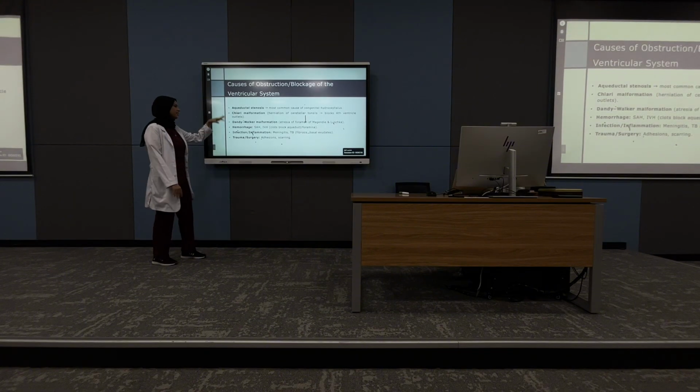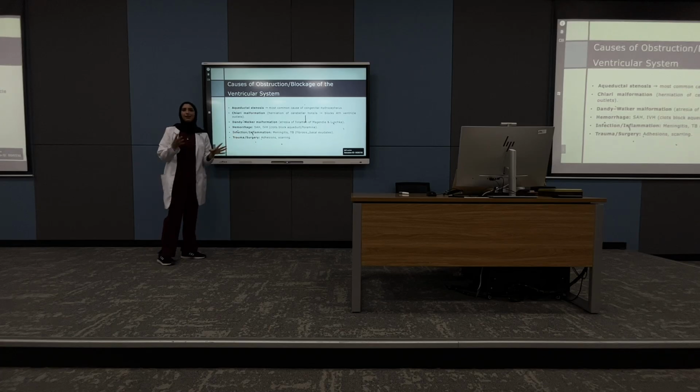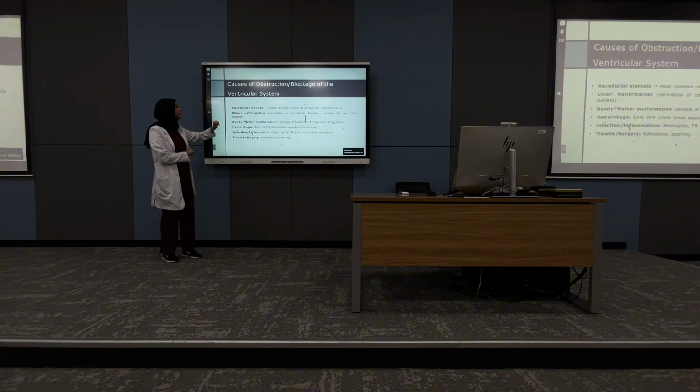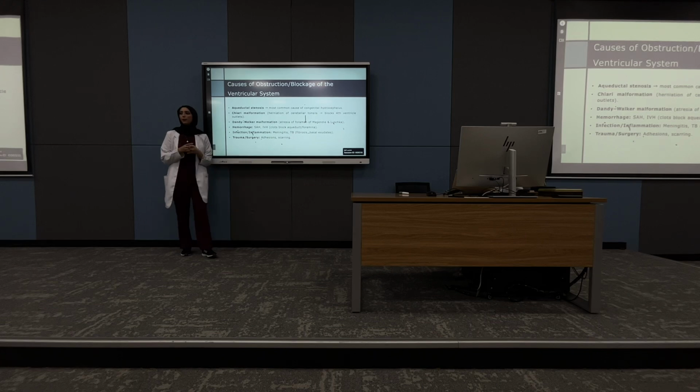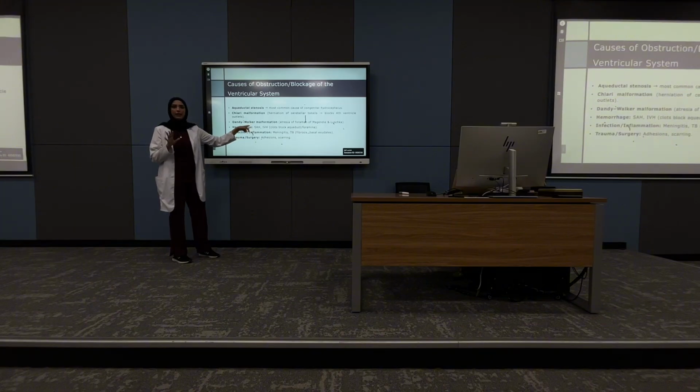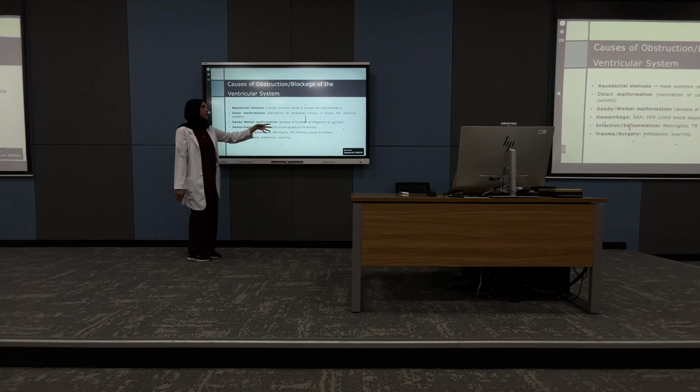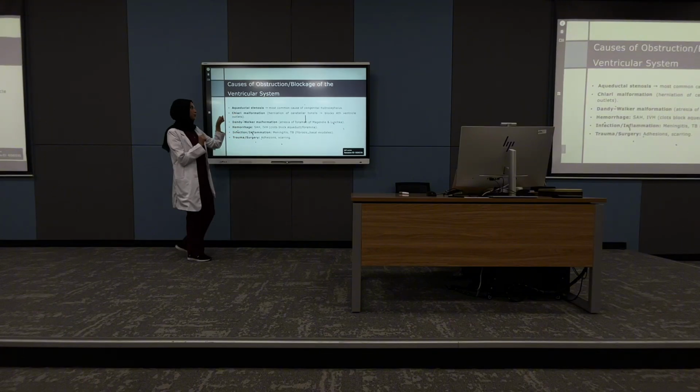Okay, these are some causes I think are high yield and you really need to know. As I said, aqueductal stenosis is the most common cause of congenital hydrocephalus for newborns. We have the Chiari malformation, when the cerebellar tonsils become herniated. It will block the fourth ventricle. When it blocks the fourth ventricle, we have obstructive non-communicating hydrocephalus. Then we have the Dandy-Walker malformation, atresia of the foramina of Magendie and Luschka. And finally, hemorrhage, as I said, subarachnoid and intraventricular, will also cause it.